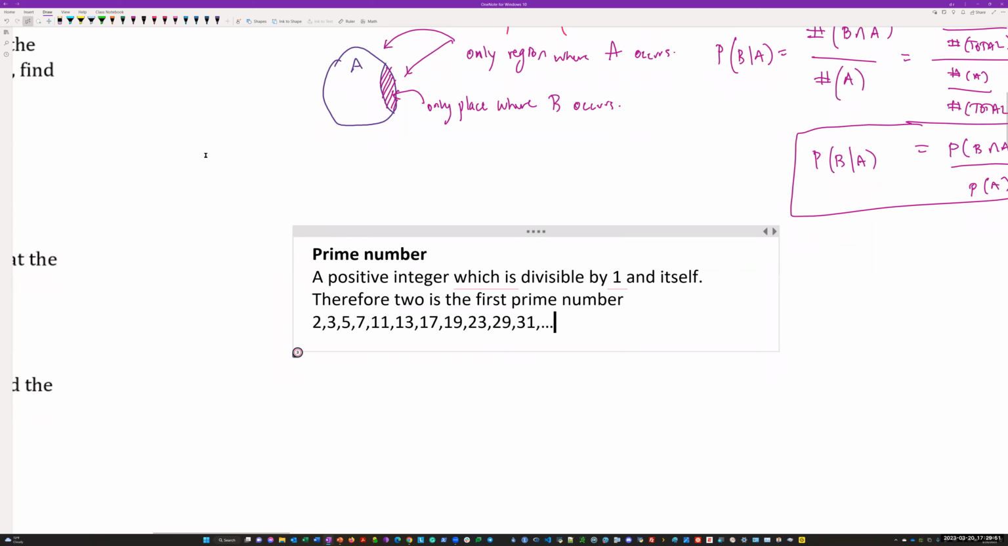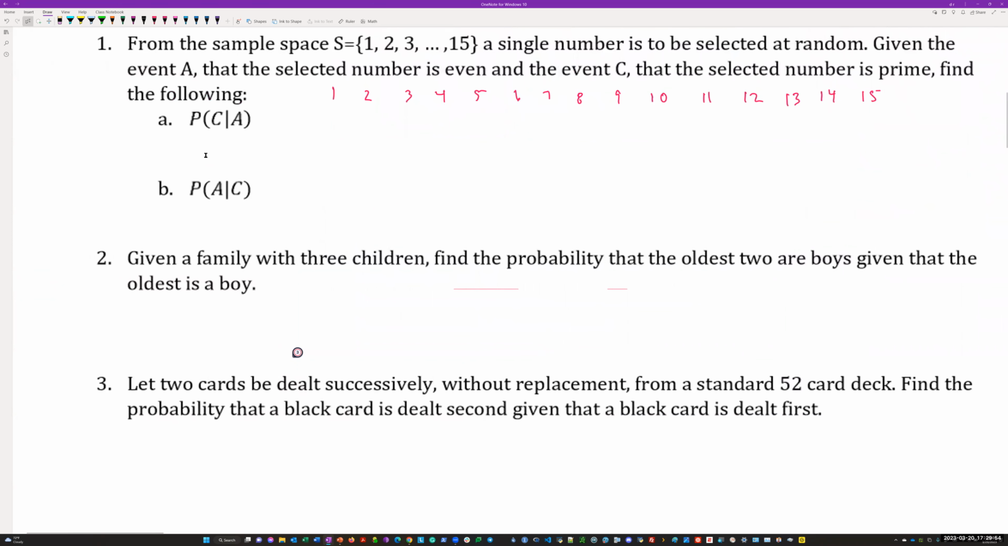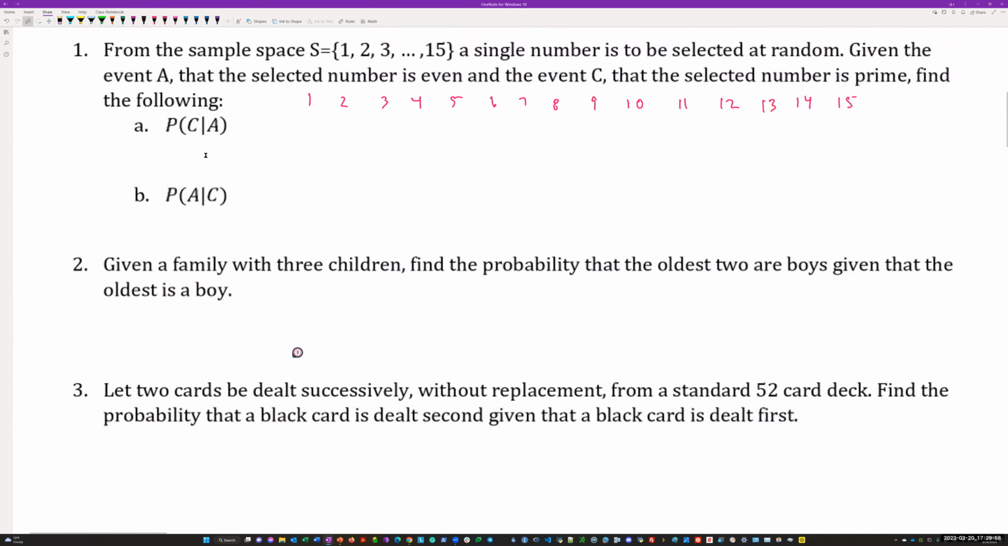They said out of the first 15, what's the chances that we get what? C given A? Prime given even?